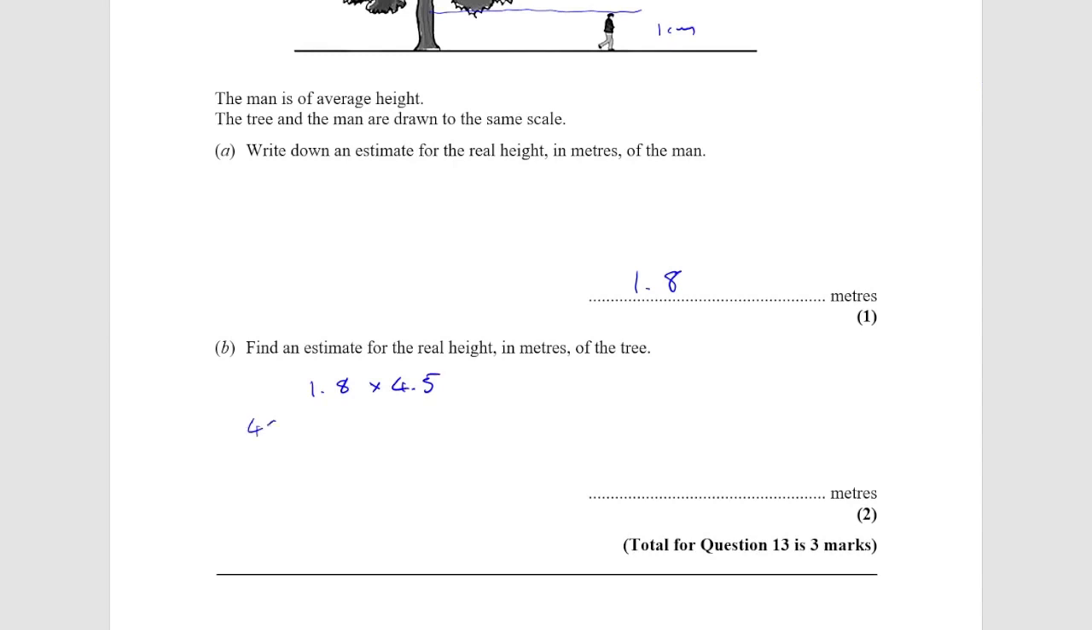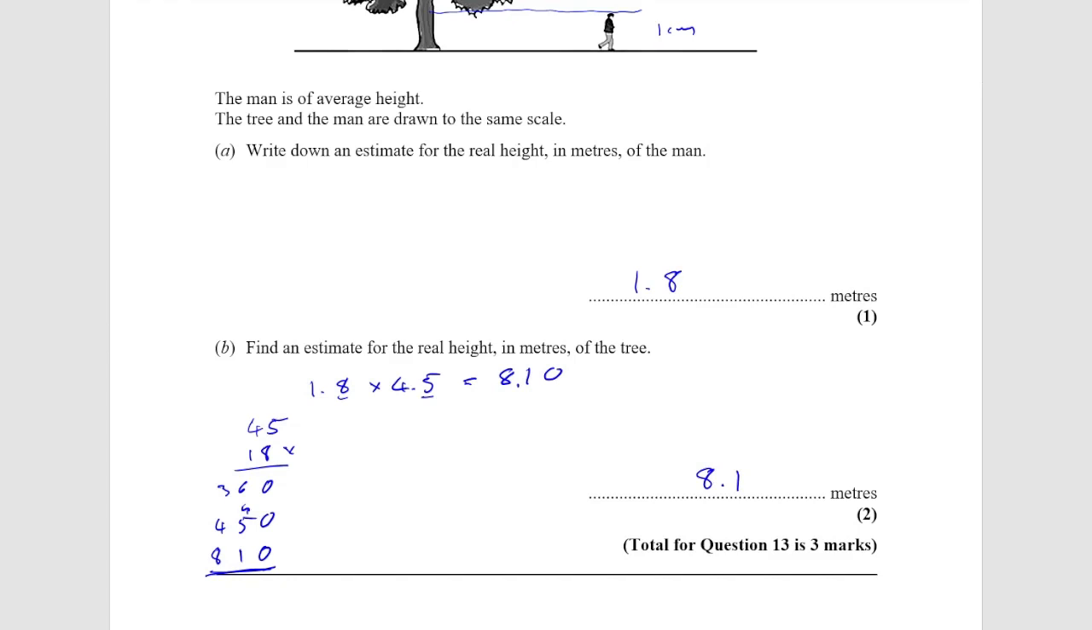So I'm going to treat it as 45 times 18. So 8 times 5 is going to be 40. 8 times 4 is going to be 32, 36. 450. So I make it roughly 8. My digits are going to be 810. I've ignored 2 decimal digits, so I need to put them back in. So I'm going to say the height of the tree is roughly 8.1.